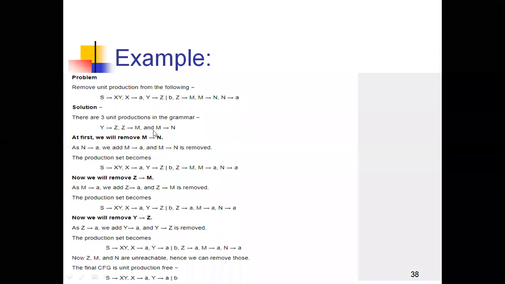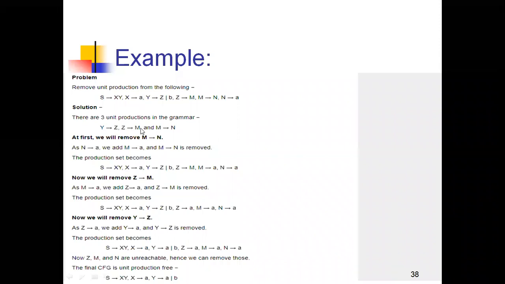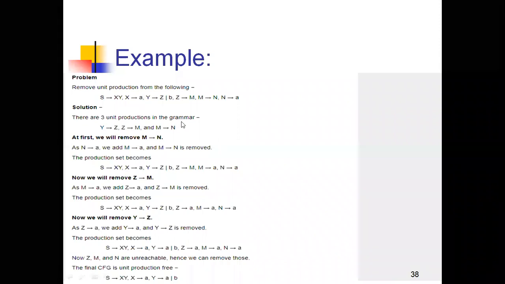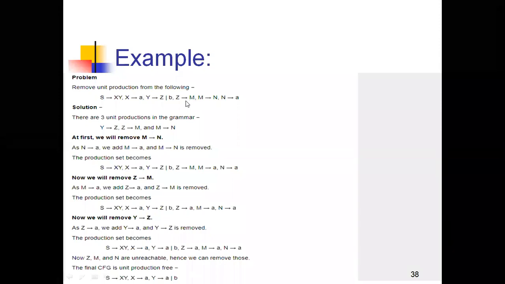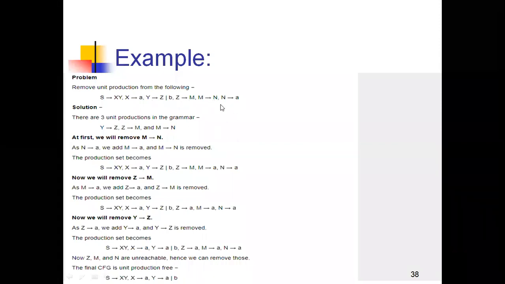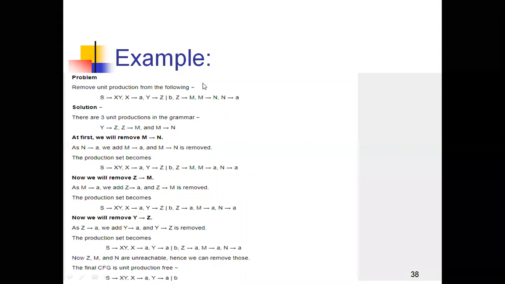So now remove this Z tends to M. Before removing Z tends to M, you need to know what M is deriving. M is deriving a, then add that a to the Z, then remove Z tends to M. Then what are the productions? Now it becomes S tends to XY, X tends to a, Y tends to Z or b, Z tends to a, M tends to a, and N tends to a. So Z is deriving a, M is deriving a, and N is deriving a. So we're not having any units up to now.